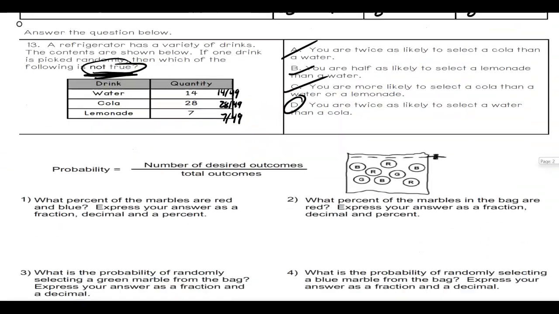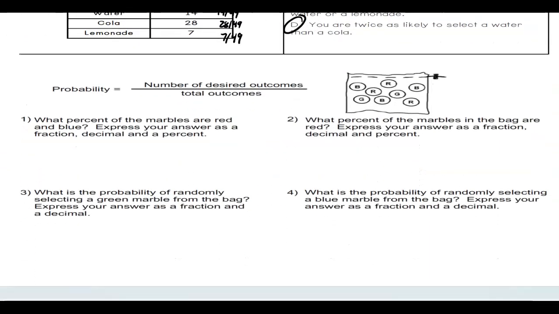Okay. And lastly, probability 1 through 4, find the desired outcomes. So here we've got 8 marbles. Blue, it looks like we got 1, 2, 3. So 3 blues. Reds, we got 1, 2, 3. And greens, we got 2. So number 1, what percent of marbles are red and blue? Red and blue together, that's 6. We have 8 possible marbles, 6 out of 8.